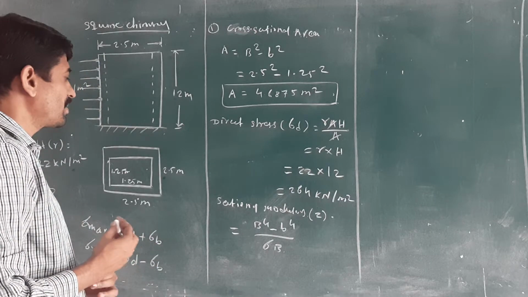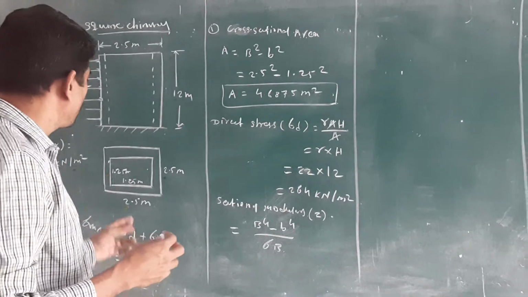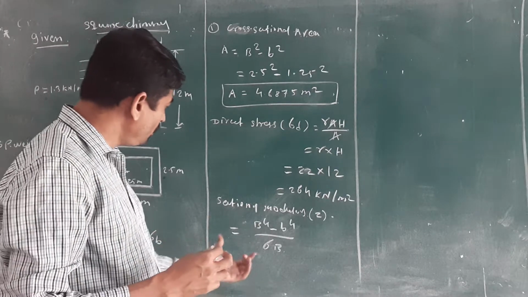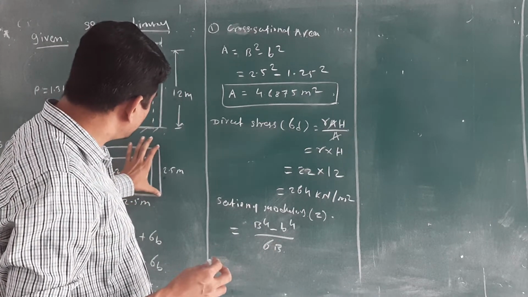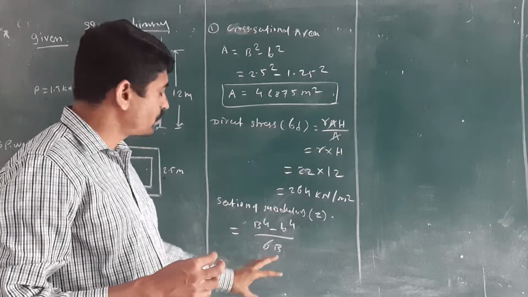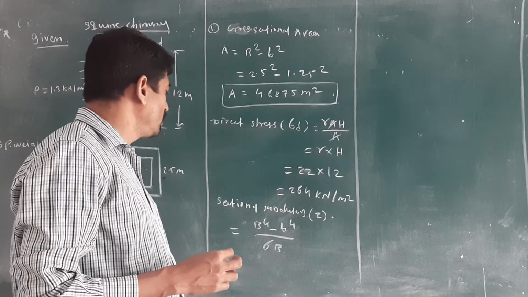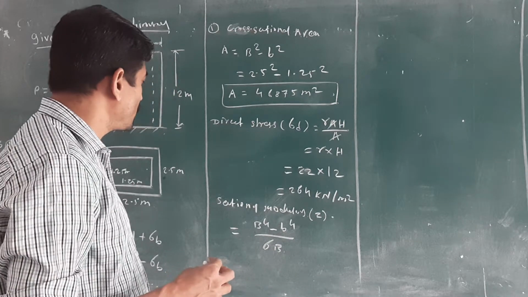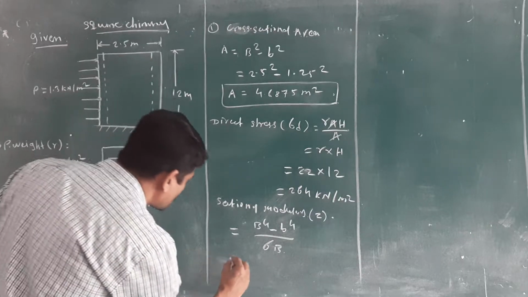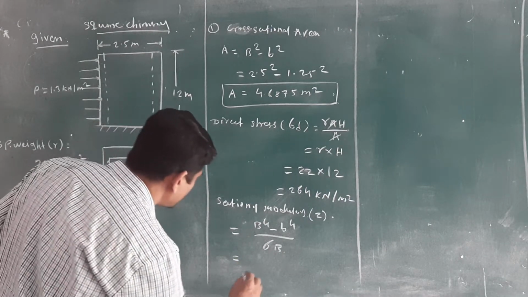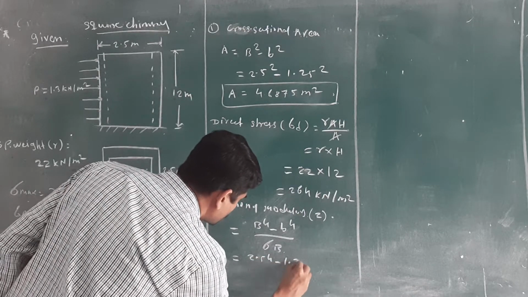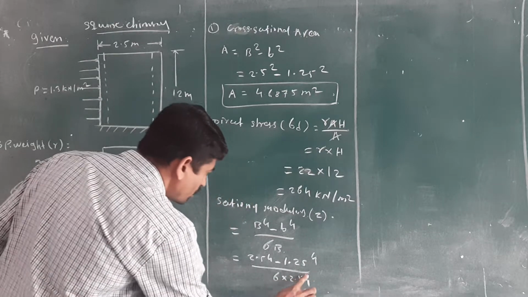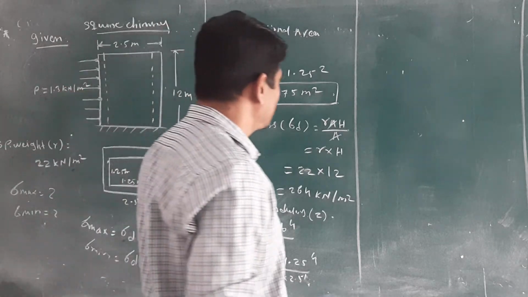We know that Z is nothing but I by y. What is the I, the moment of inertia, for the square? A raised to 4 divided by 12. And what is the y bar? Y bar is nothing but the maximum distance divided by 2. That's why you will get B raised to 4 minus small b raised to 4 divided by 6 into capital B. You should put the value in this equation. What is the capital B? Capital B is 2.5 raised to 4 minus 1.25 raised to 4, small b, divided by 6 into 2.5. Then you will get the sectional modulus.